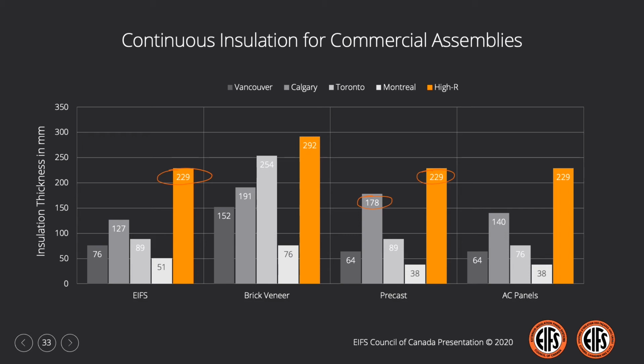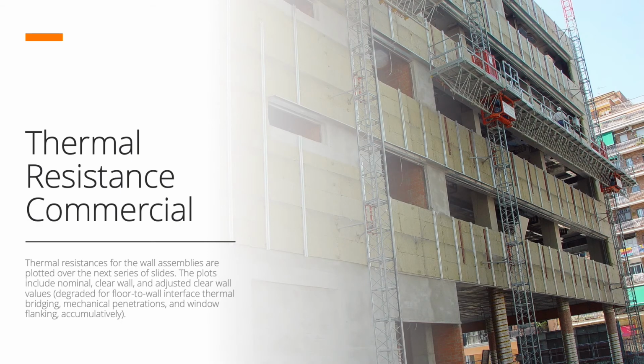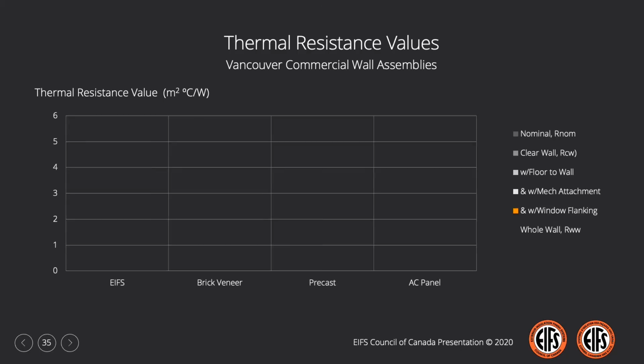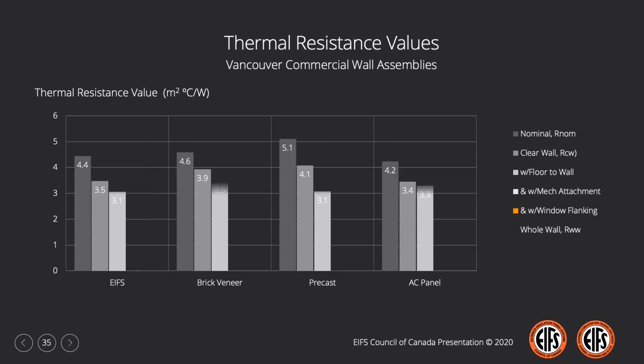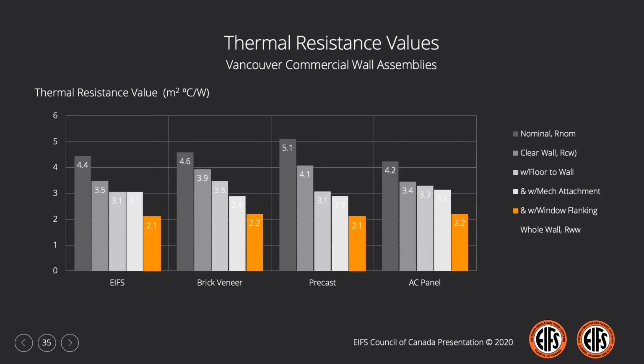The next few moments will be spent on the thermal resistance of our commercial wall assemblies, exploring where we lose heat energy in our various wall assemblies in our various locations and in our high R wall condition. Turning first to Vancouver and our commercial wall assemblies, beginning with the nominal value and working our way down to our whole wall R value. As you can see, the impacts of our clear wall considerations, our floor to wall considerations, mechanical attachments, and window flanking, the effects of thermal bridging are more pronounced in the commercial examples than they were in the residential examples.